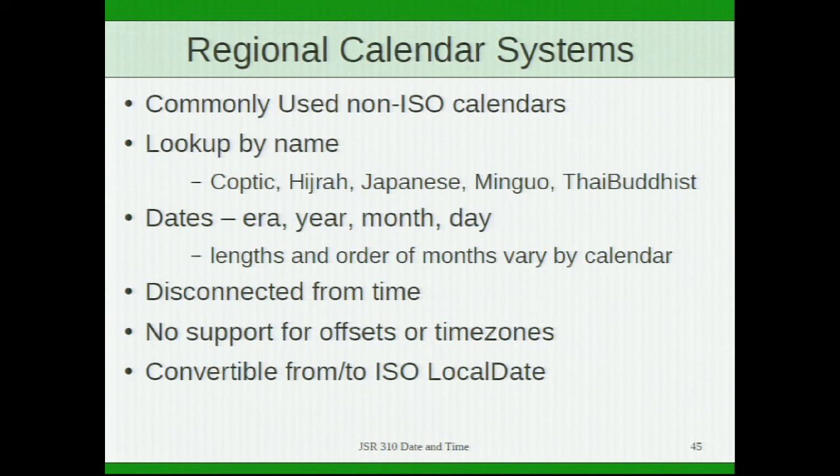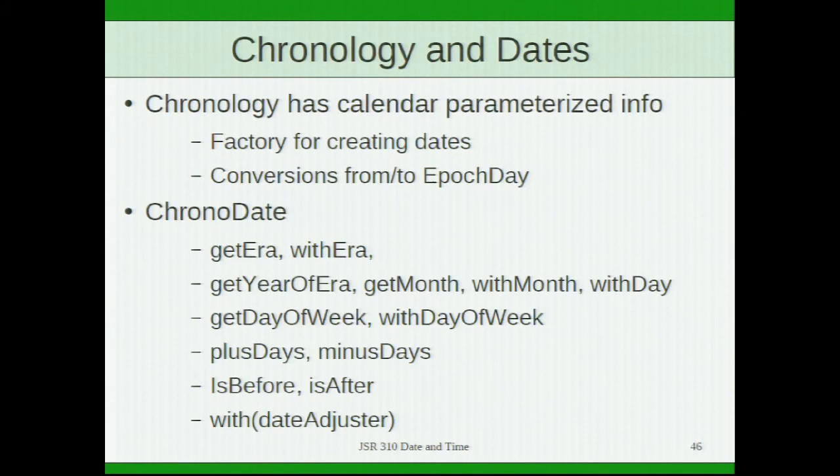So this chronology package, which is separate from the main ISO package, has a chronology class which represents the parameters that are specific to a particular calendar. It allows conversions in and out of the concept of epoch day, going back to the 1970 date, because in order to convert, there has to be a common understanding of where some date and time appears in every calendar.